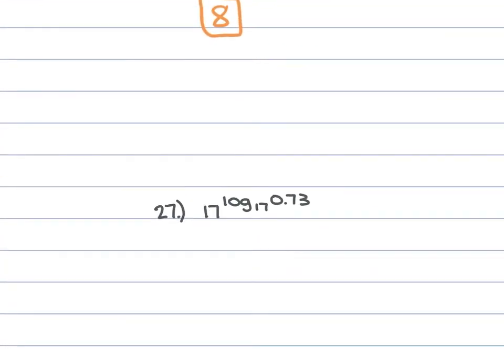For 27, we have 17 to the power of log base 17 of 0.73. Whenever we have a base that's raised to the log with the same base, they cancel each other out, and the only thing we have left is that 0.73 for this one.